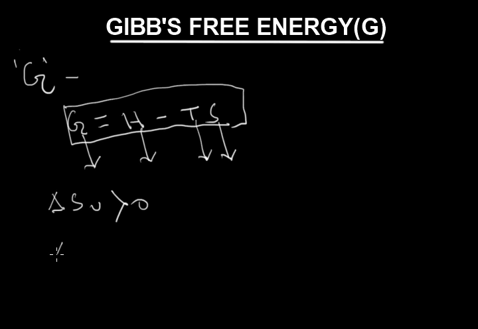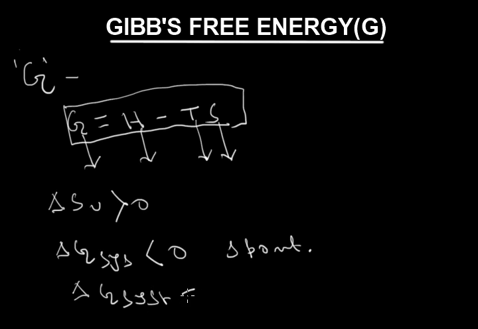Actually, if the Gibbs free energy change, that is delta G of a system, is less than 0, the process is spontaneous. Now the study becomes very easy. If we measure the change of the Gibbs free energy of the system, we can tell whether the process is spontaneous or not. And if delta G system is equal to 0, the process is in equilibrium. So this is the thermodynamic criterion for spontaneity and equilibrium in terms of Gibbs free energy change. This is unique. If we measure only the Gibbs free energy change of the system, we can predict whether the process is spontaneous or not. This is a very important concept.